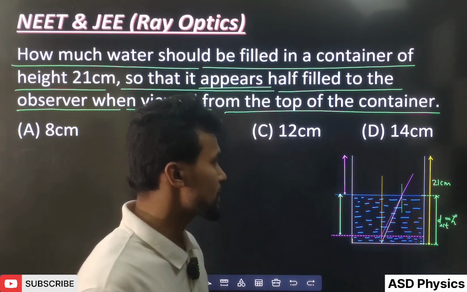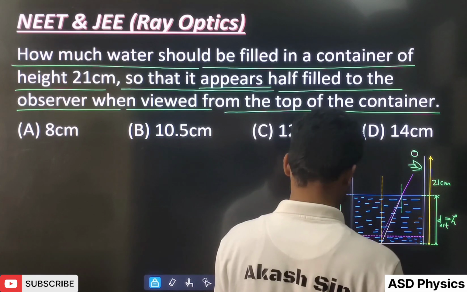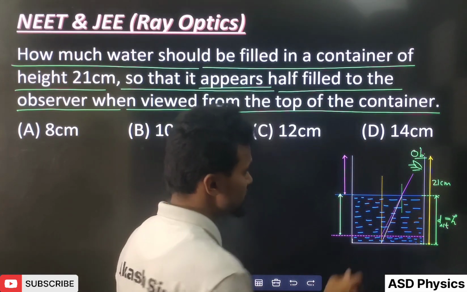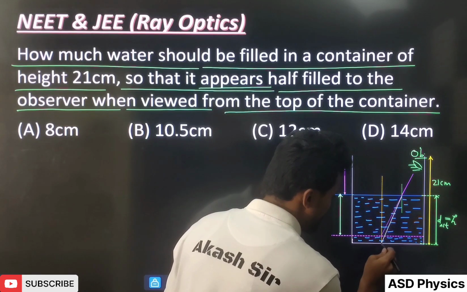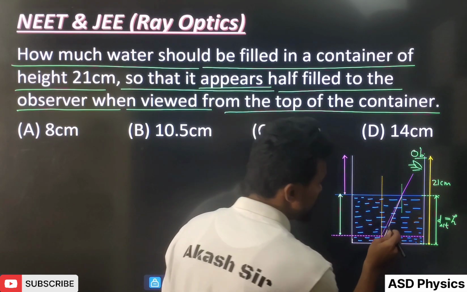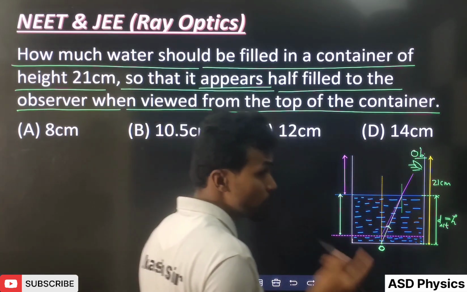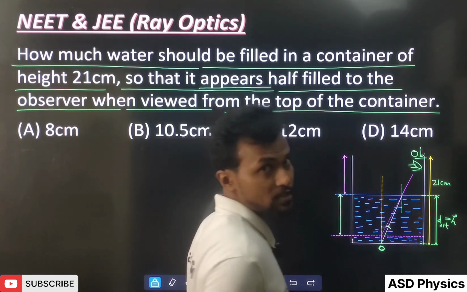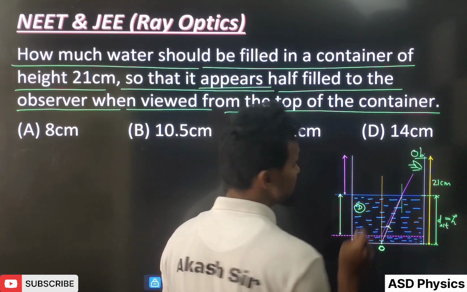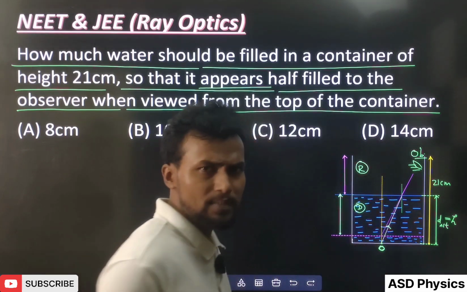The observer is here, observer OB, and the observer will see the actual bottom. From this bottom, let's consider the point O, the light will travel towards the eye. The moment the light reaches the surface of the water, the medium will change. Here it is the denser medium, water, and here it is the rarer medium, that means air.